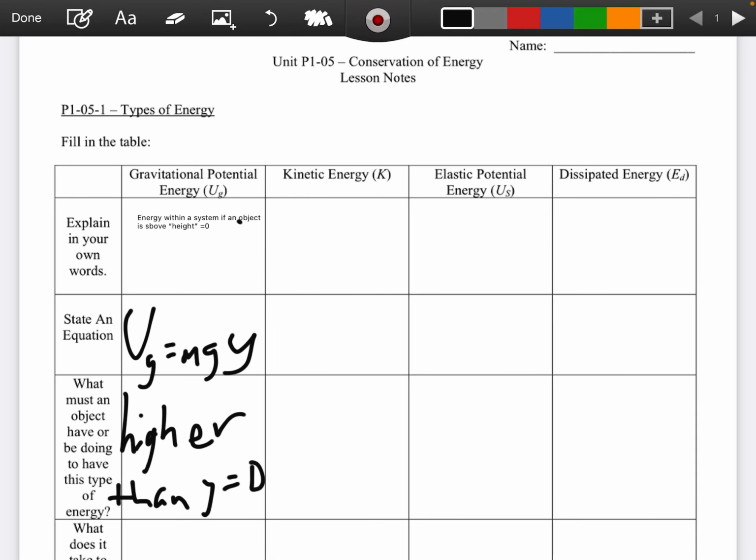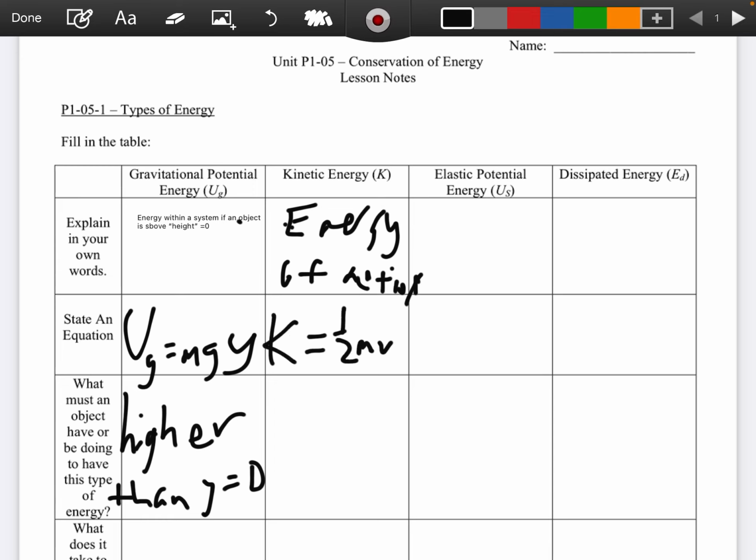All right, next up we've got kinetic energy. This is the energy of motion. That's what it says, motion. State an equation: K equals 1/2 mv squared. What must an object have? Well, you got to be moving. It's the energy of motion.